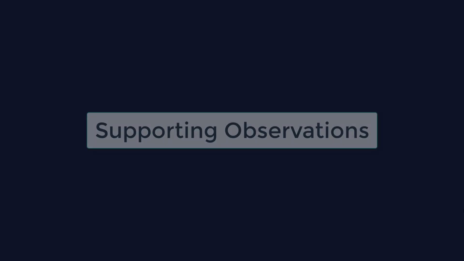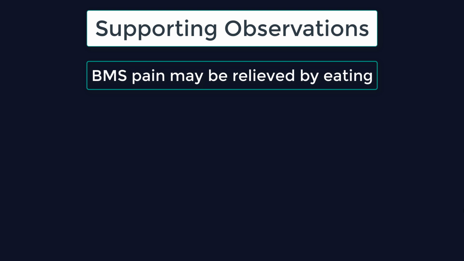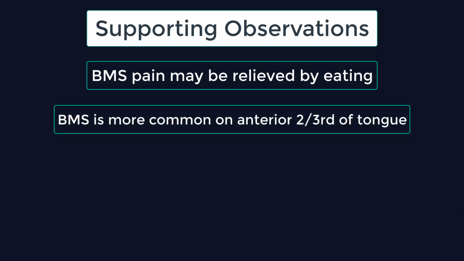This pathogenesis just described is supported by the following facts. Firstly, BMS pain is often relieved by eating, because by tasting and eating food, the residual taste fibers get activated, and by doing so, they temporarily re-establish the sensory equilibrium by inhibiting the lingual nerve trigeminal system. Secondly, BMS is most common on the anterior two-thirds of the tongue, that is the site with the largest number of taste buds and the site innervated by both the chorda tympani and the lingual nerves.